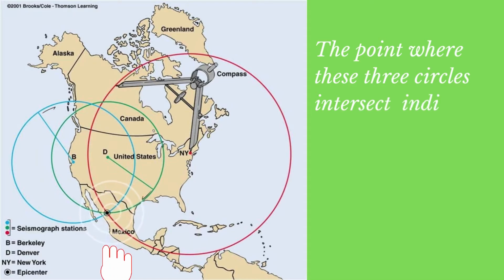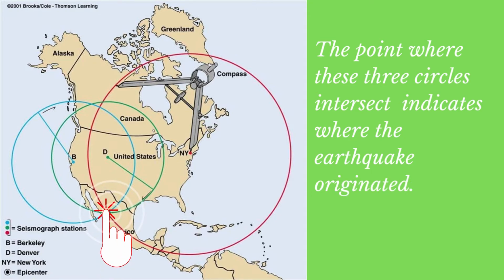Now, this distance found on the distance time graph could be in any direction from the station. So, another step is needed to determine the direction. To do this, circles are drawn around the seismograph locations using the distance between the P and S waves as the radius. The point where these 3 circles intersect indicates where the earthquake originated.